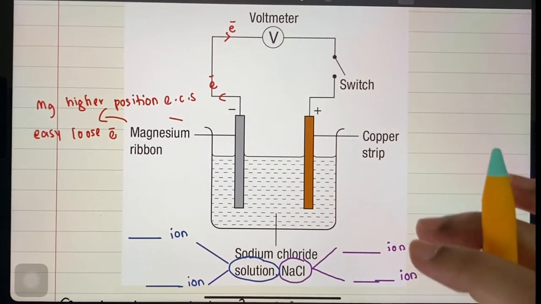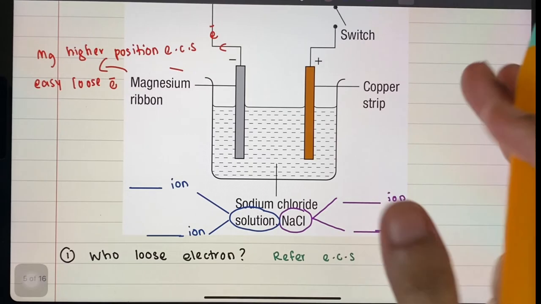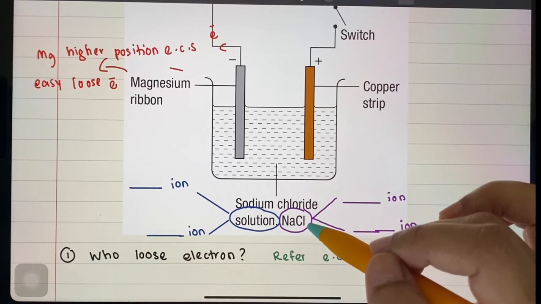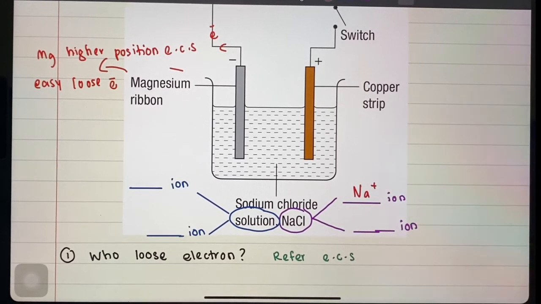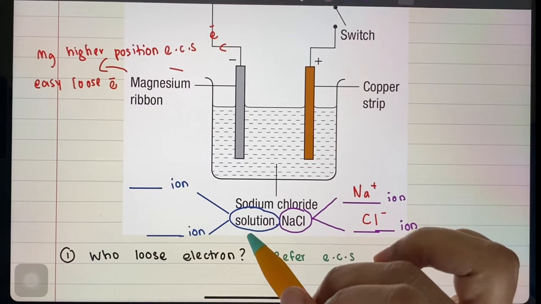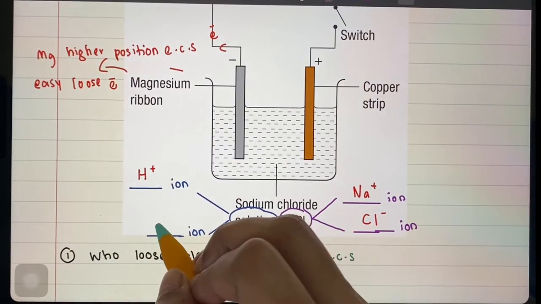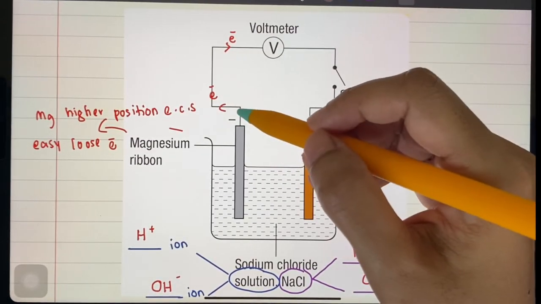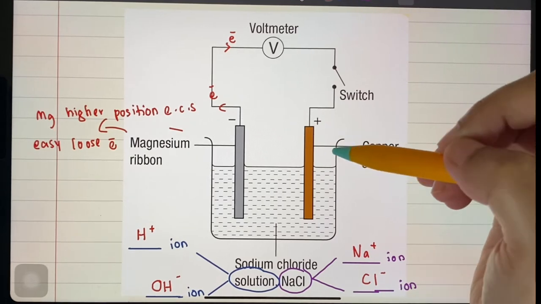Now, the next thing that I want to discuss with you is the electrolyte here. The electrolyte that we use is not like before, which was copper sulfate. Here we use a little bit different one, which is sodium chloride. Inside the sodium chloride solution, the first ion that we will have is the sodium ion, and another one is the chloride ion. Since it is a solution, there is water present in our electrolyte. So water consists of hydrogen ion and hydroxide ion. Like I said before, once the electrons move from magnesium to the copper electrode, the copper electrode will not receive electrons.